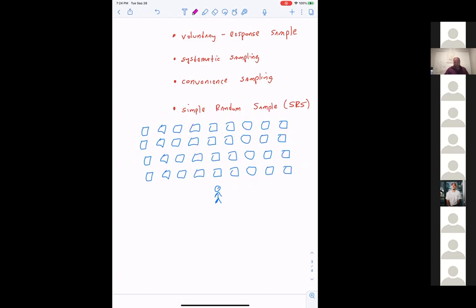But in general, I would use what's called an RNG. What does RNG stand for? Anyone know what RNG is? A random number generator, that's correct. It's that thing in video games.